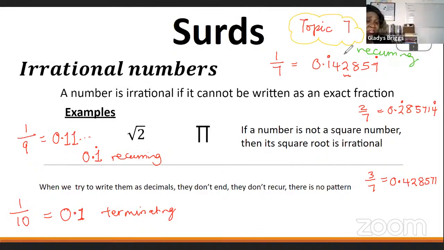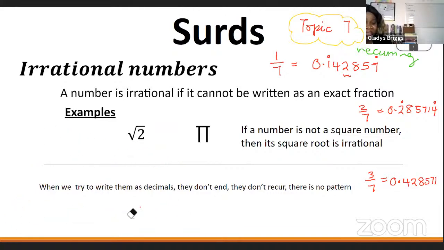But some of them don't behave like that. Some of them just don't fall into any pattern: they don't stop, they don't terminate, they don't recur. So we call them irrational numbers. And the ones that are the culprits for irrational numbers, good examples, are the square roots of non-square numbers, or the popular one that everybody knows, pi. Okay, pi is an irrational number.